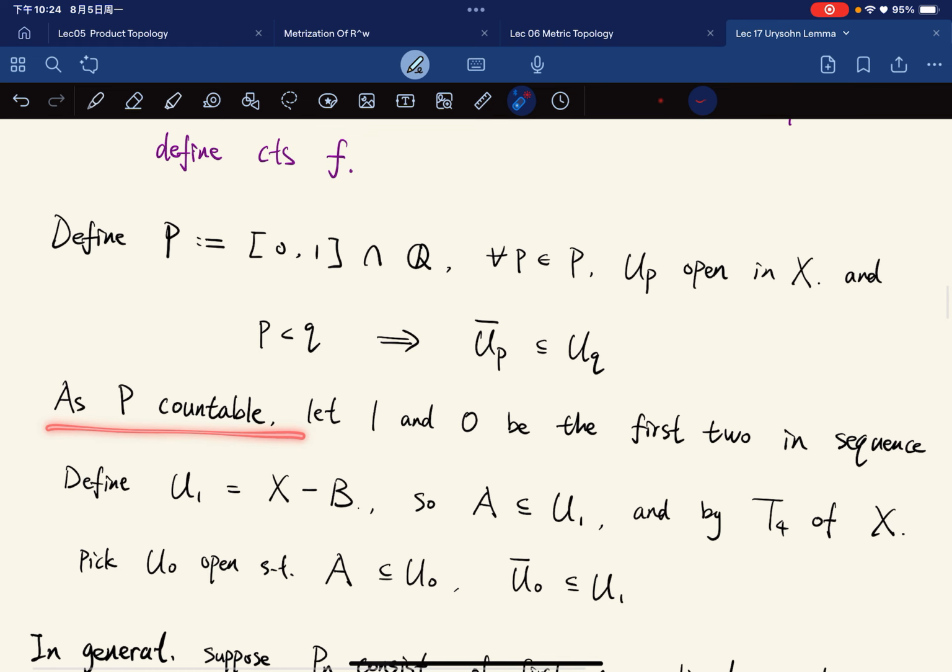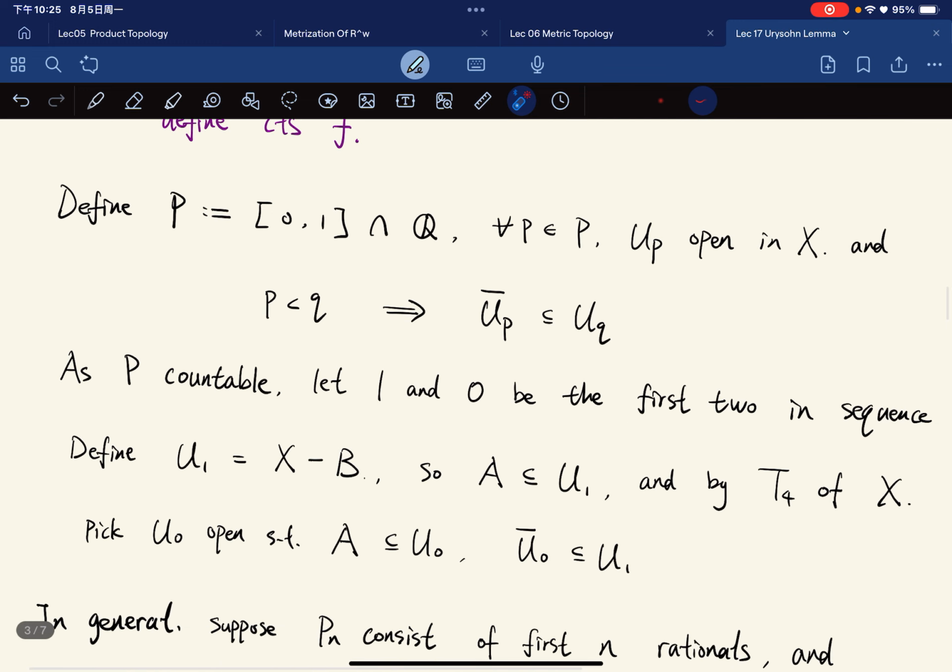As P is countable, we can let 1 and 0 be the first two elements in the sequence. We define U_1 as the complement of B. B is closed, so U_1 is an open set, which means that A is contained in U_1, since it is an open set containing the closed set A. Hence, by normality of X, we can pick another open set U_0 such that A is contained in U_0 and the closure of U_0 is contained in U_1. This is the lemma for normality.